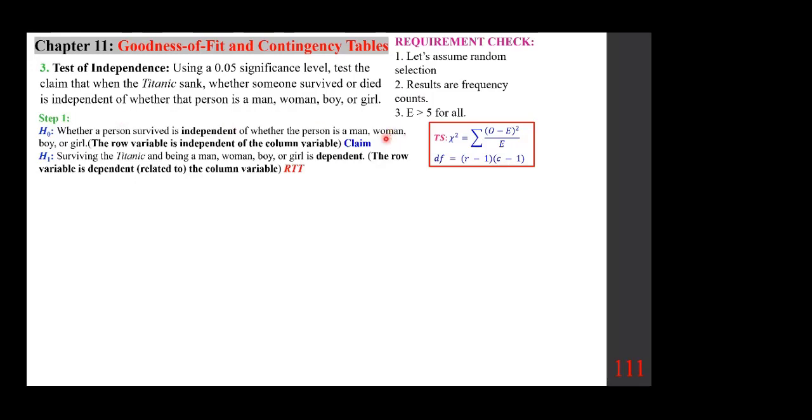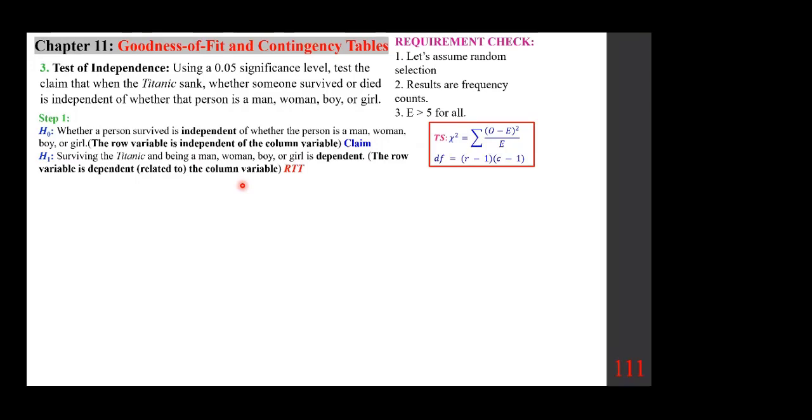You can just write, for this question, whether a person survived is independent of whether a person is a man, woman, boy, or girl, or just in general, the row variable is independent of the column variable. Now, for H1, you can again write that surviving the Titanic and being a man, woman, boy, or girl is dependent, or in general, the row variable is dependent on or related to the column variable. So dependency or relationship means the same thing.